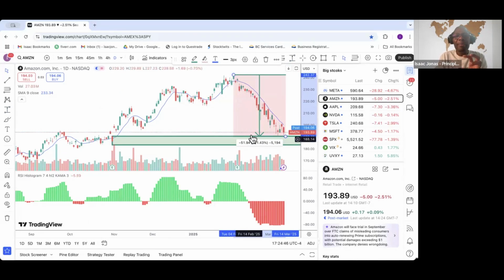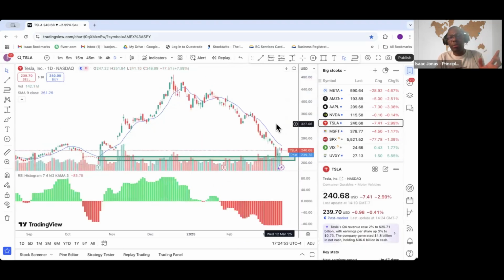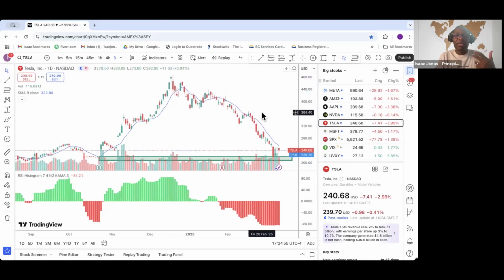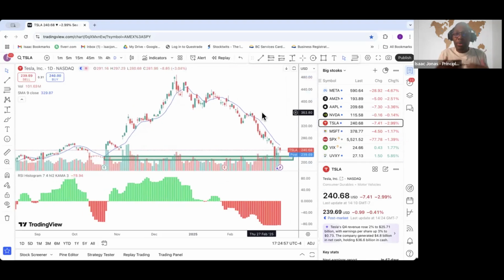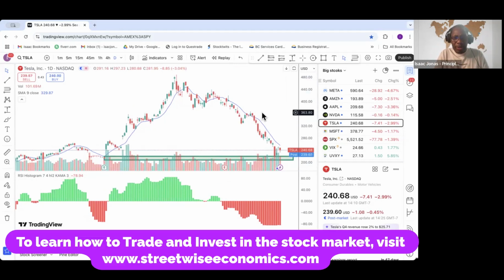But when I'm investing, I look beyond just one metric to say, oh, it has dropped. I have to understand the valuation, which is something that I do. For people who want to learn more about this, feel free to reach out to me at streetwiseeconomics.com.